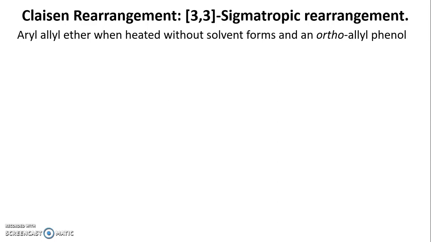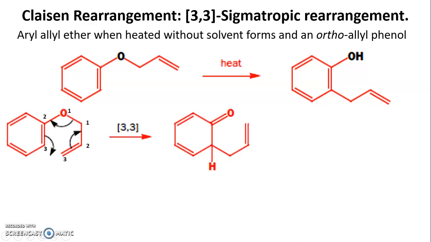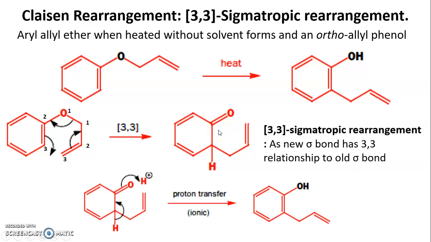Aryl allyl ethers, when heated without solvent, form an ortho-allyl phenol. This is the representation of the reaction. So how do you say 3,3? Here, the old sigma bond moves to the new position, and the numbering on both sides, 1, 2, 3, 1, 2, 3, gives you the new one. This is the intermediate which is formed, and this intermediate on proton transfer gives you the final 3,3 sigmatropic product.